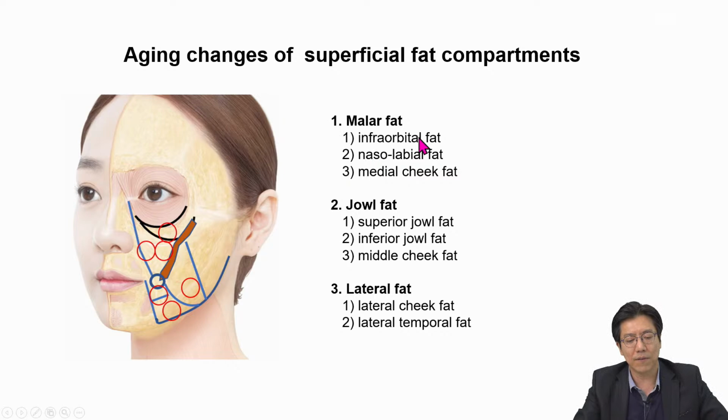So infraorbital fat, nasolabial fat, and medial cheek fat belong to malar fat. And for jowl fat, there are three fat compartments: superior jowl fat compartment, inferior jowl fat compartment, and middle cheek fat compartment. So these are our target fat groups and target fat compartments for facial rejuvenation. And I'm going to explain in more detail why it is so important for us.